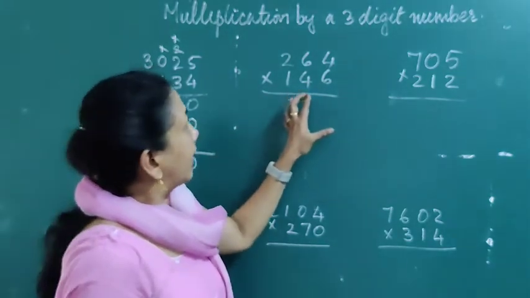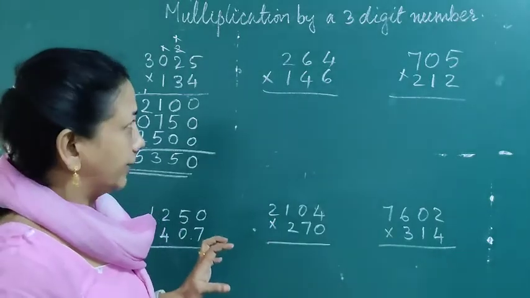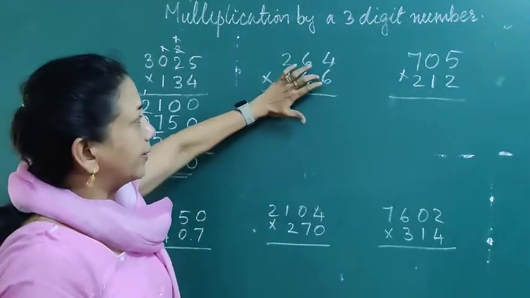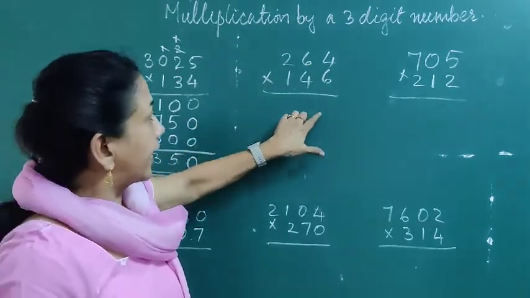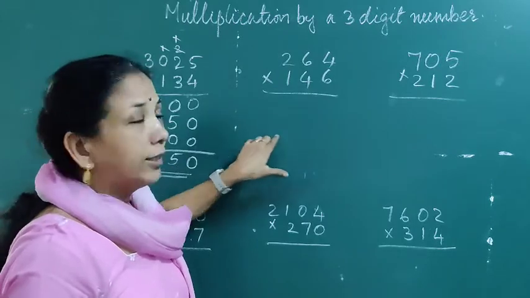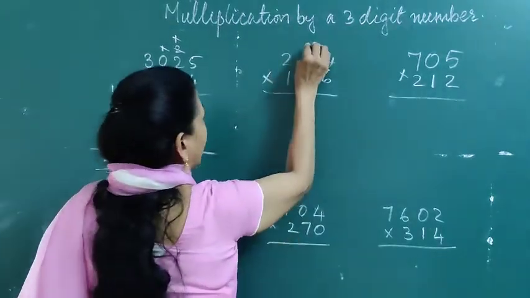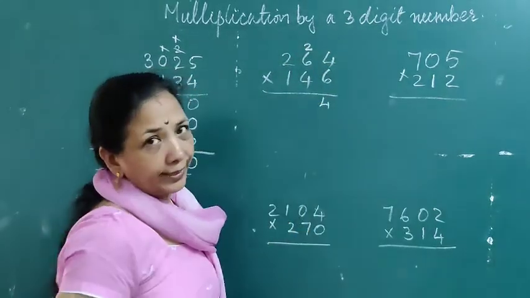Now we are multiplying 264 multiplied by 146. First multiply with the 6. Ones place is 6, so first row 6. Then second row 4. Then third row multiply with the 1. 6 fours are 24. Then 2 carry 4. Only one digit you write down.